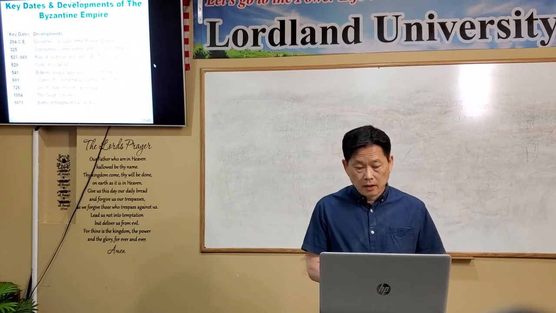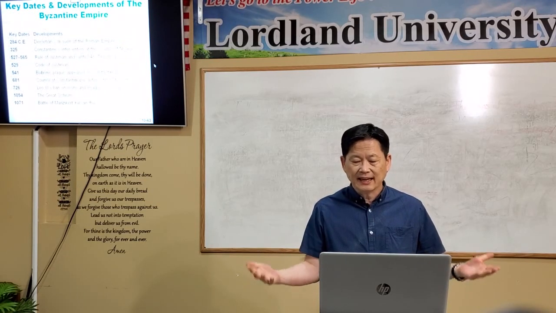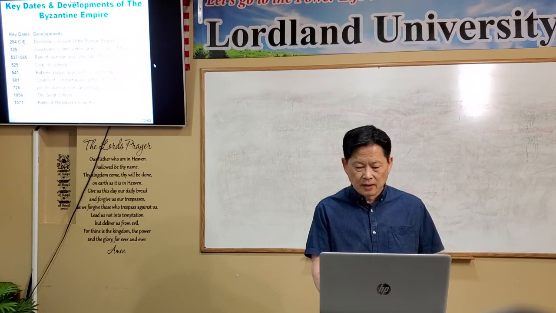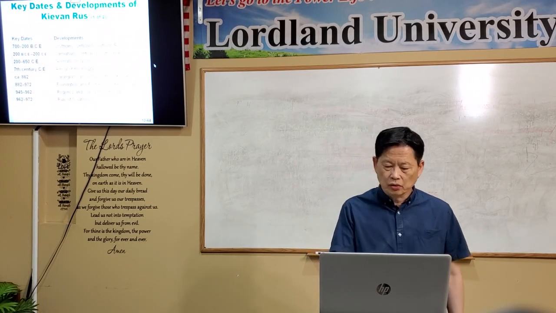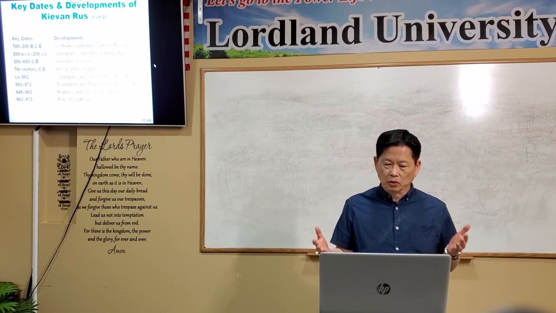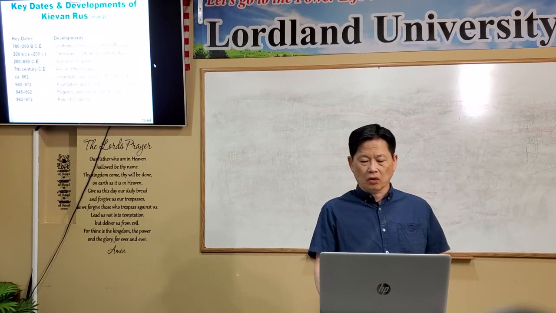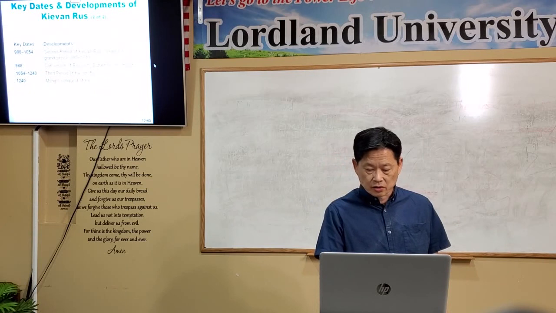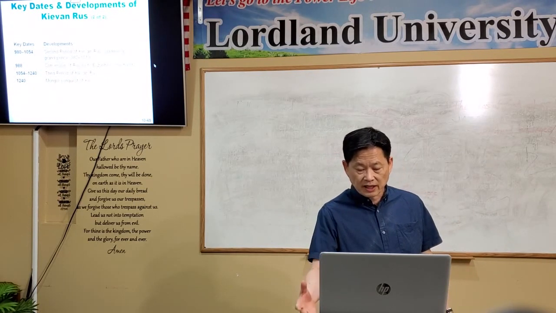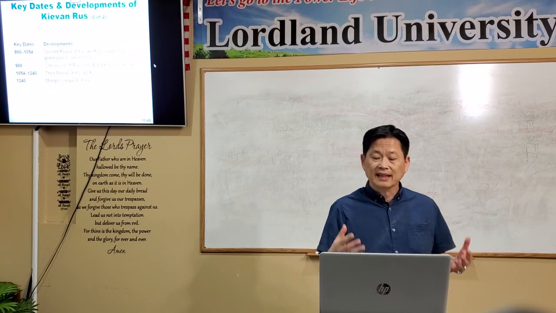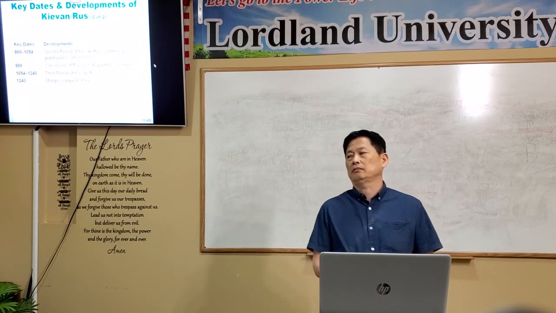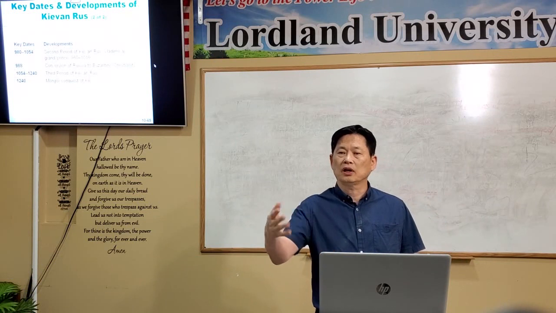Okay. This slide shows the key dates and development of the Byzantine Empire, number one, and number two. Please read these important key dates at home. Okay. Number three, also the Mongol conquest of Kiev in 1240. That is the finish of the Russian civilization. Okay, the Mongols ruled and dominated Russia for over 200 years.